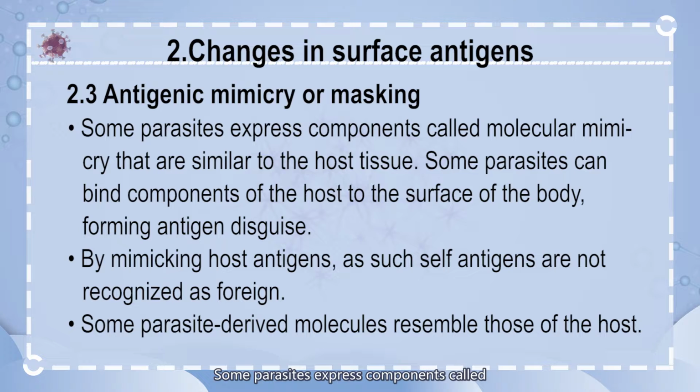The third aspect about the changes in surface antigen is antigenic mimicry or masking. Some parasites express components, called molecular mimicry, that are similar to the host tissue. Some parasites can bind components of the host to the surface of the body, forming an antigen disguise.